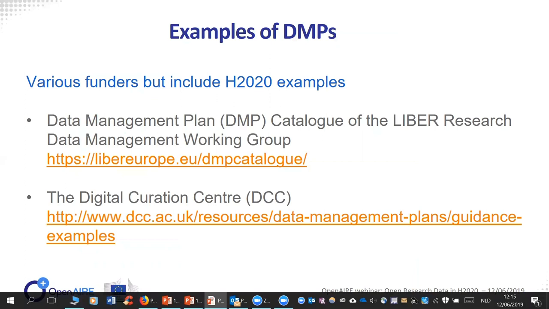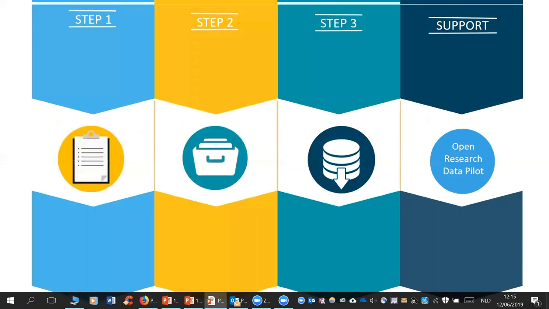Examples of DMPs: often one of the first questions I get from people filling out a data management plan for the first time is, do you have some examples? LIBER has a working group on data management, and they listed some DMPs which they reviewed. They're not all Horizon 2020 examples, but some of them are. And then the Digital Curation Centre also has a page with examples of data management plans for various funders and for various disciplines. So if you're looking for examples, you can always take a look at those.